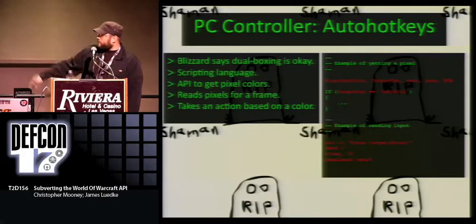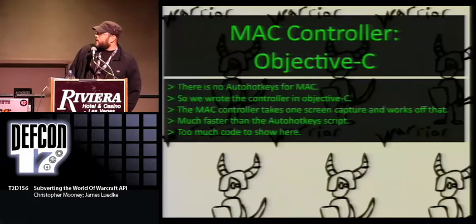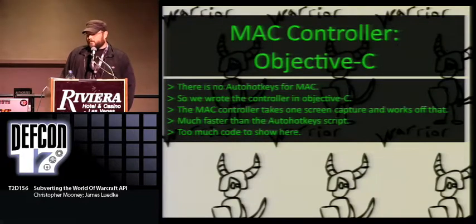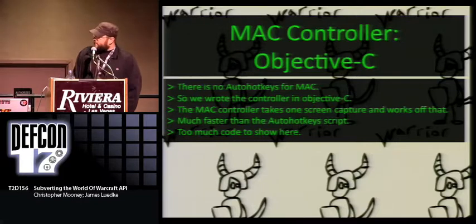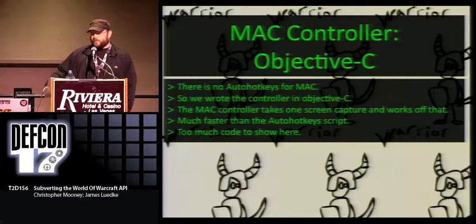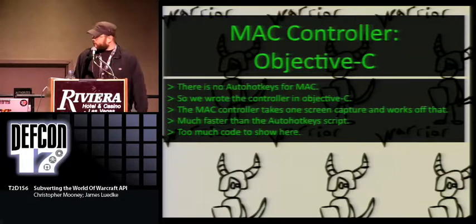And we also, in the next slide, have a Mac controller, which is written in Objective-C. It's way faster, and it works way better because we wrote it as opposed to having to use some weird scripting language. And I think that we could get the same speed out of Windows if we followed the same model, but we didn't take the time to write a C++ controller or something.